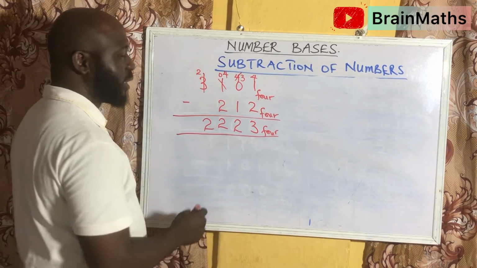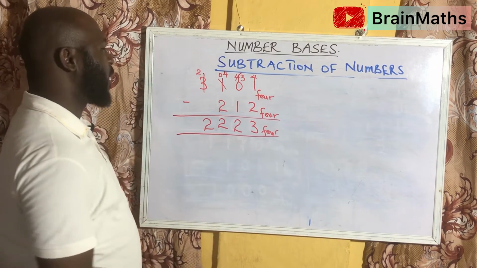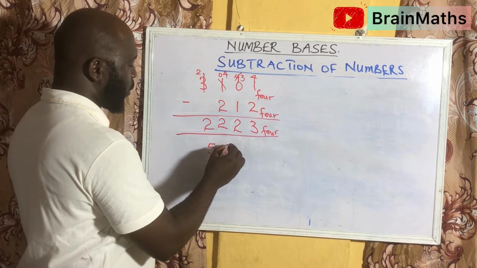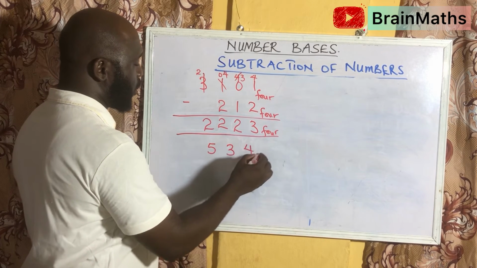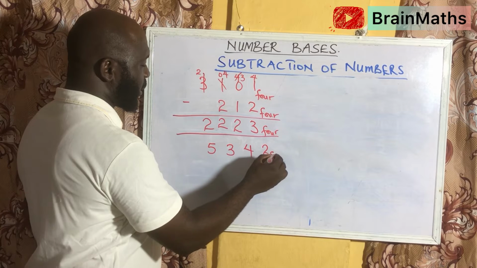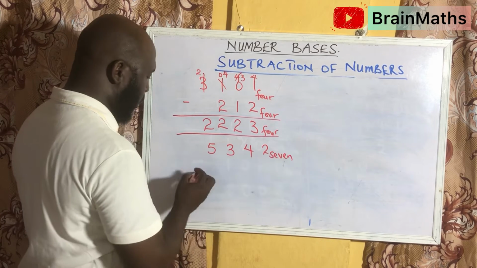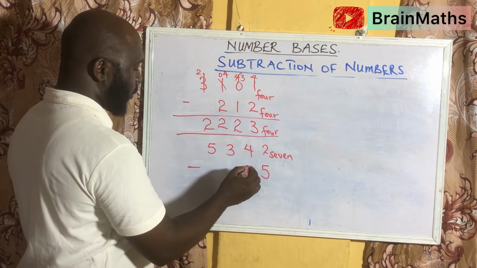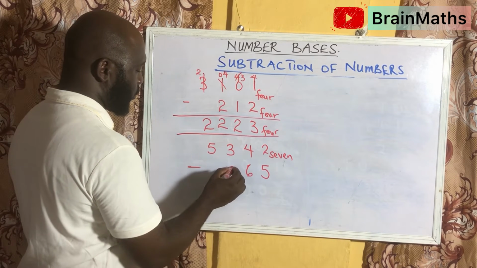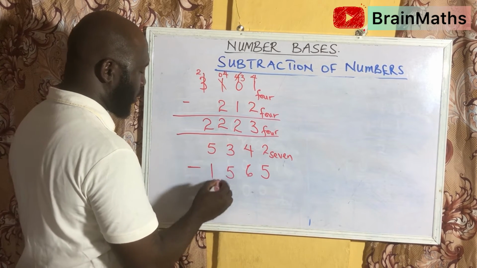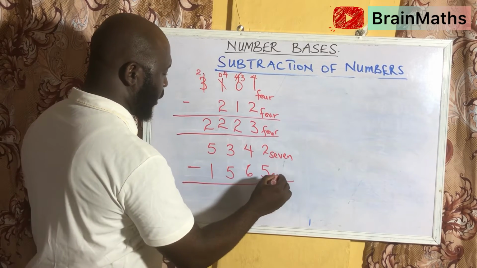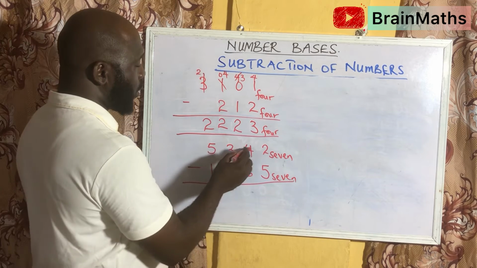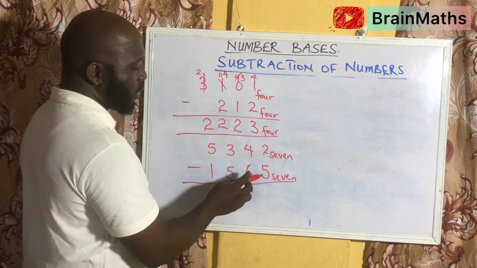Let's take another base. Let's take base 7 now. We have 5, 3, 4, 2 in base 7 minus 5, 6, 5, 1, all in base 7. So let's quickly look at this. 2 minus 5 is impossible.